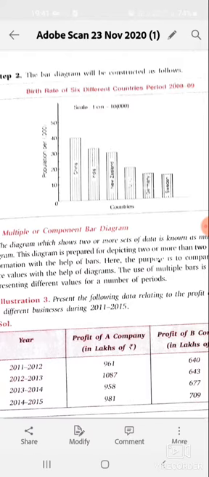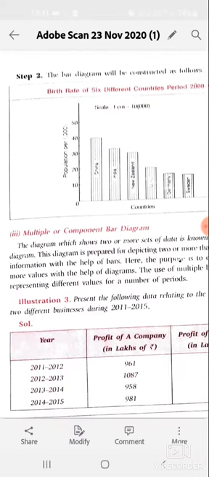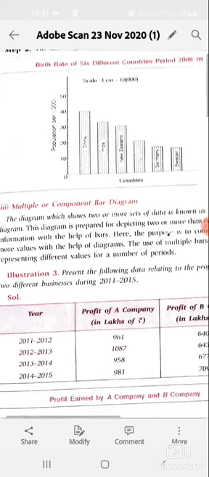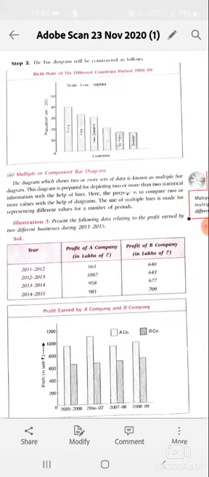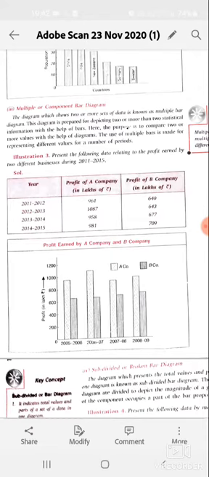Now let's discuss the multiple and component bar diagram. Here are two variables. If you see the table, two components, profit of A and B, are shown in the same diagram, and the two bars are joined together to form a multiple or component bar diagram. Now 961 is profit A and 640 is profit B.